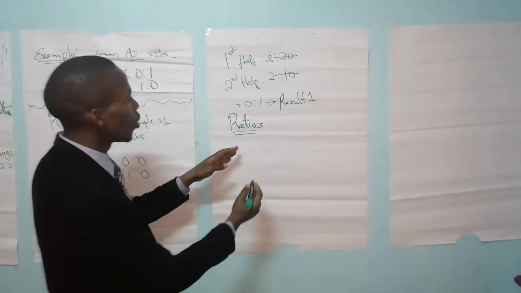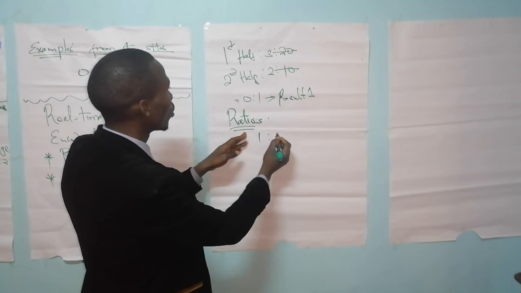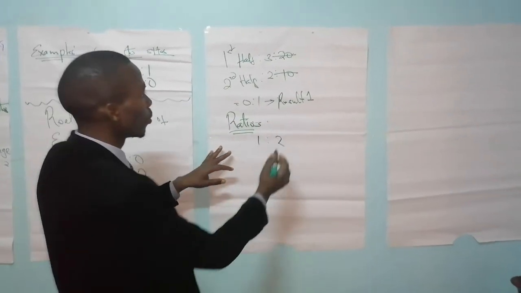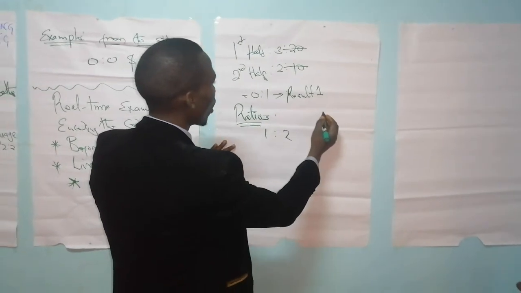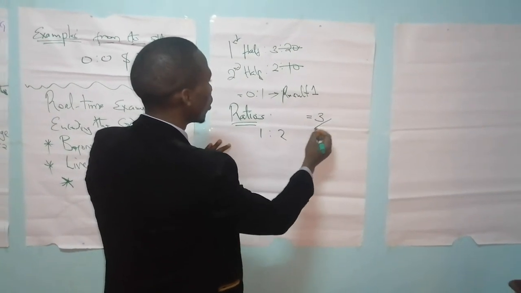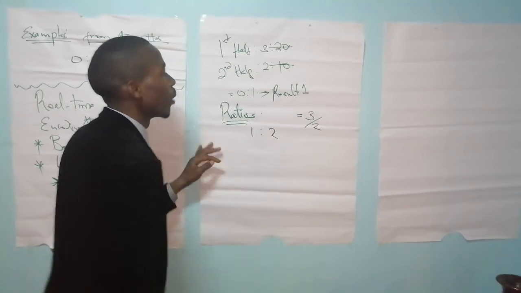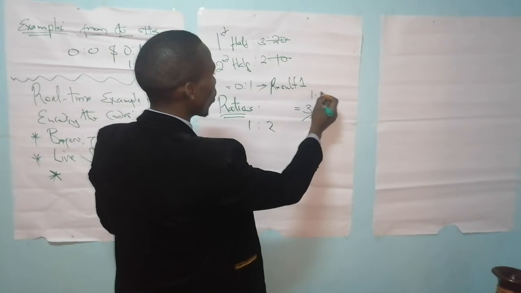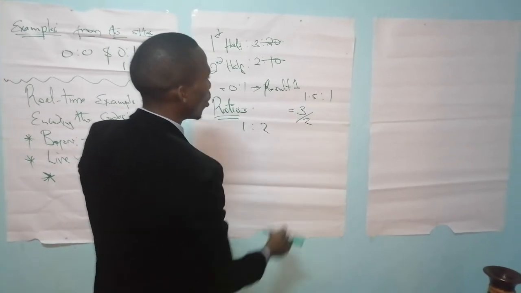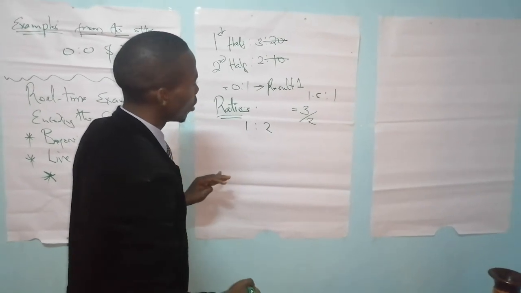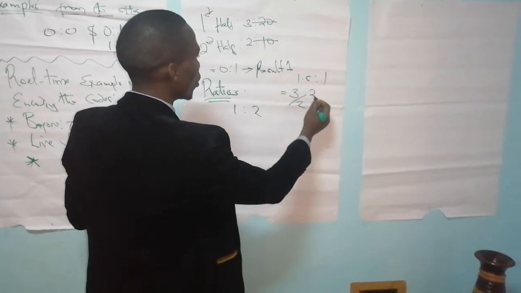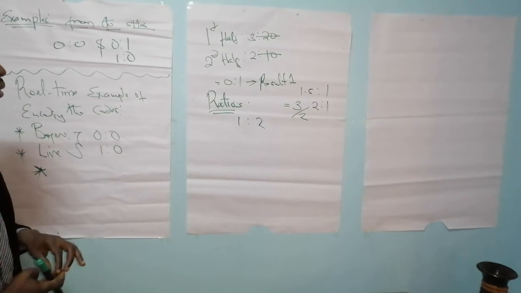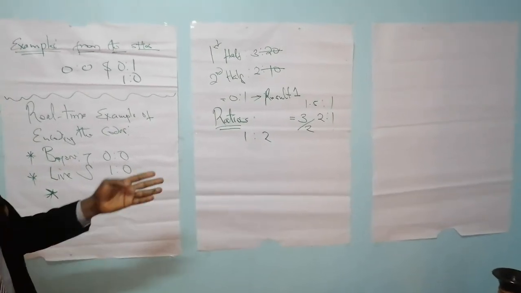The ratio will be 1 to 2. How did I come up with 1 to 2? Divided by 3, divided by 2. With these I got around 1.5 to 1, and round it off simply to 2 to 1. What do I mean?